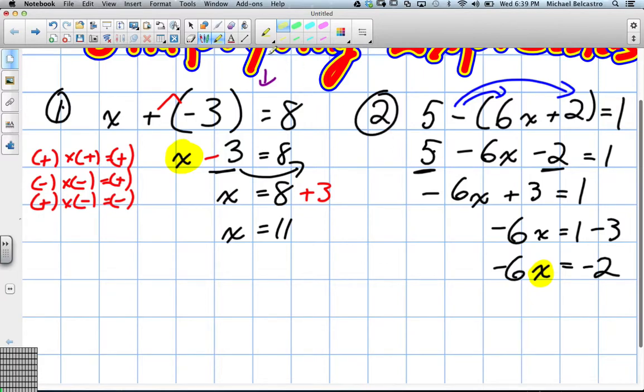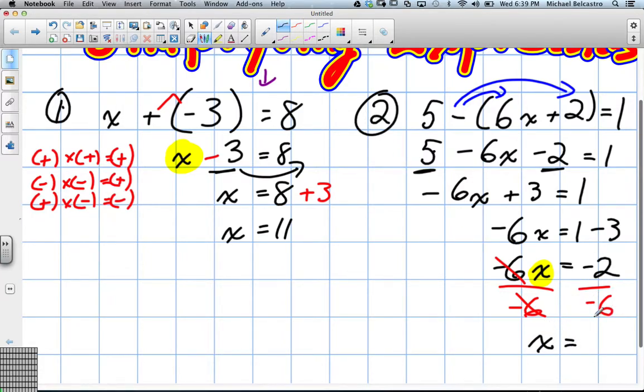So we still got to isolate x. Now this says negative 6 times x. So how do we get rid of that negative 6 times x? You divide both sides by negative 6. That's right. So we divide both sides by negative 6. This negative 6 is on the left side of the equation. Cross out and we have x.